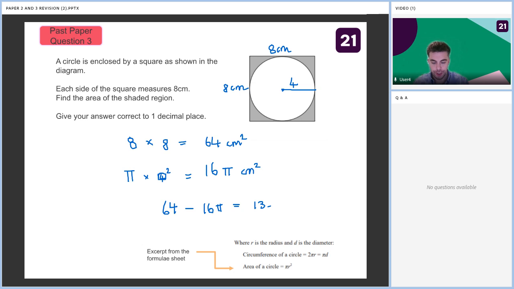The calculator shows 13.734, and then, as is normal with pi, quite a complex decimal. To 1 decimal place, remember, you look for the number after the first decimal place, in this case the 3, and that will tell you whether to round the 7 up to an 8 or to leave it as it is. In this case, of course, a 3 rounds down, leaving it as 13.7 centimeters squared.